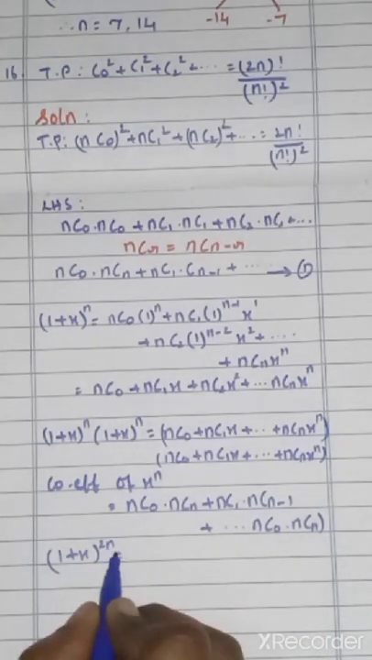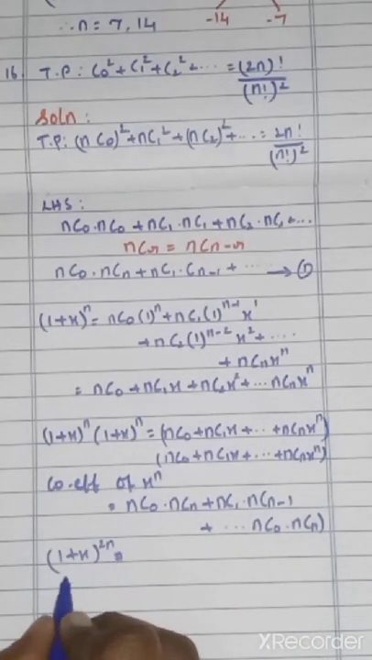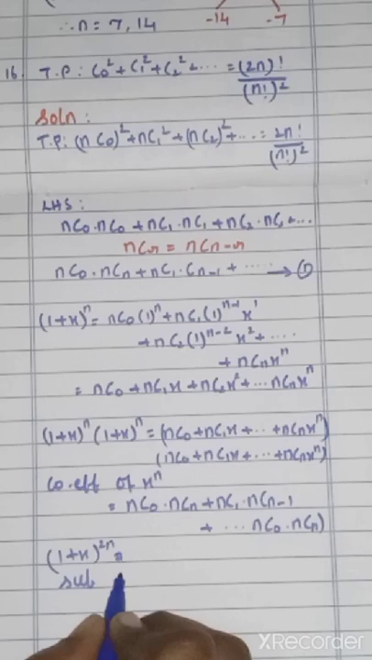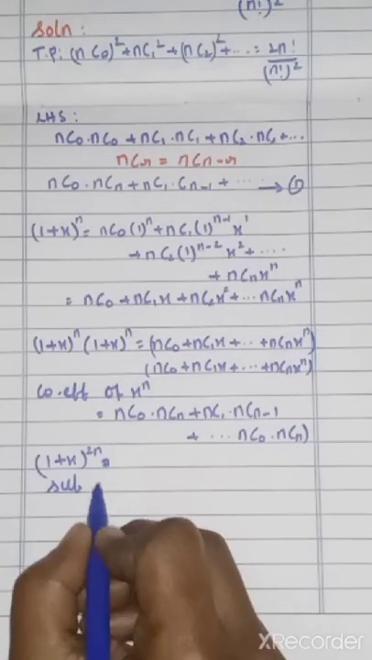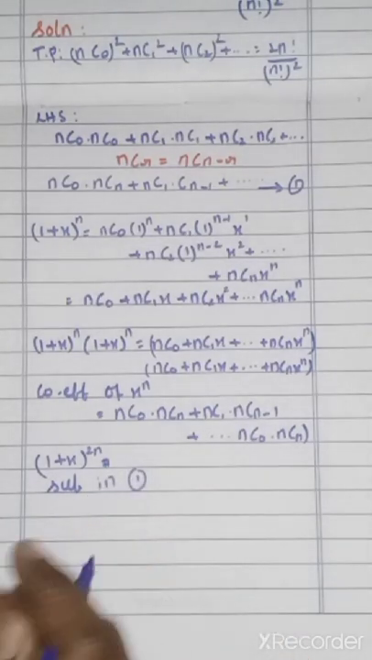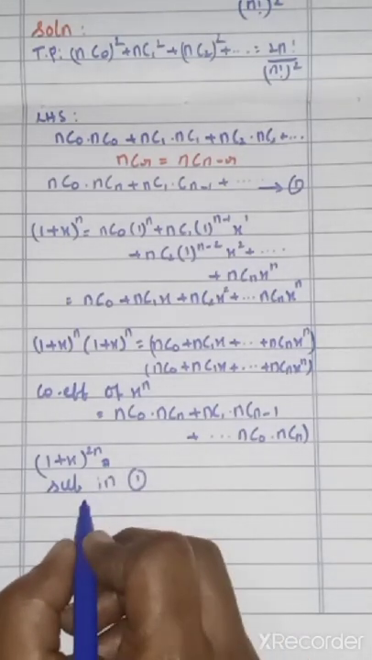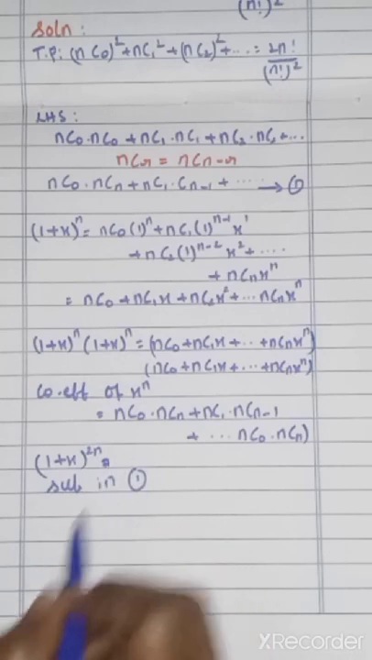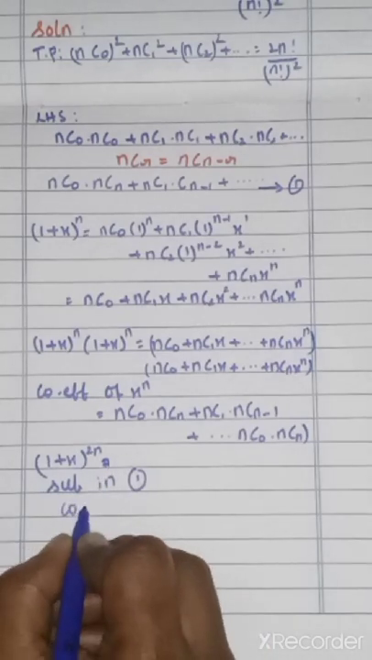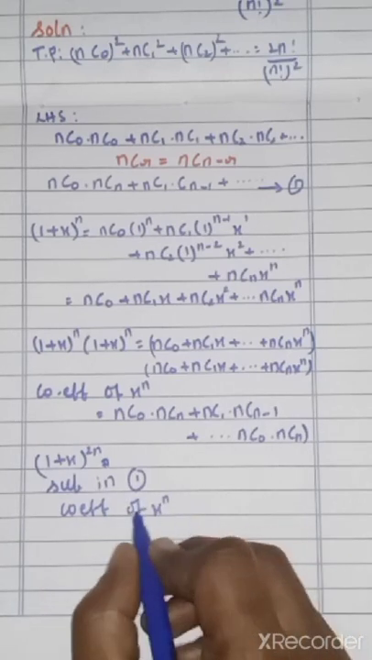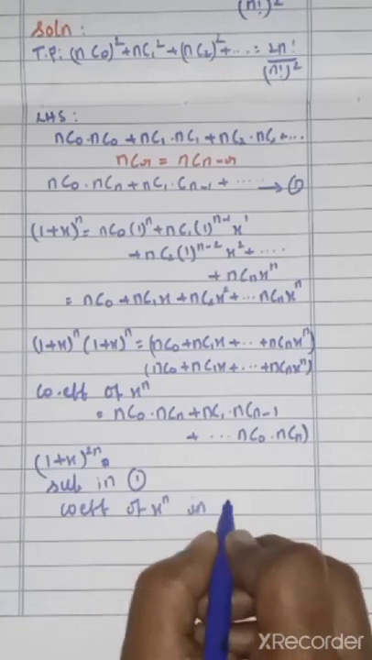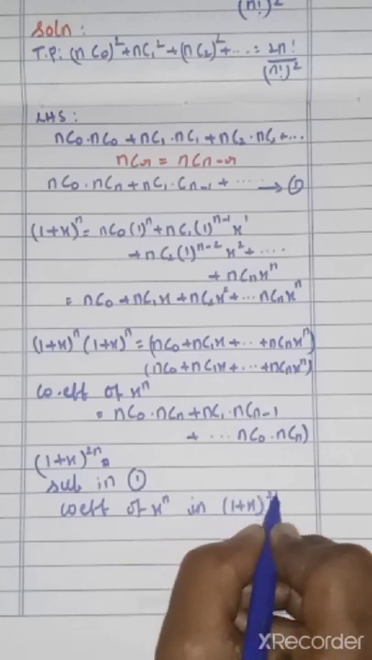Okay, so here, substituting in 1. Okay, so substituting in 1, now what will you get? Number 2, prove: the left hand side, that is the coefficient of x power n in (1 plus x) power 2n.